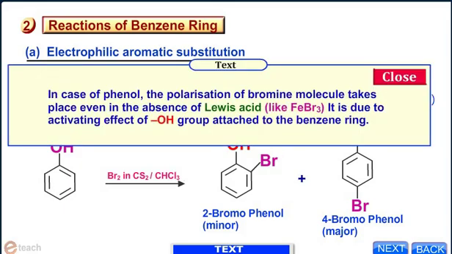In case of phenol, the polarization of bromine molecule takes place even in the absence of Lewis acid, like FeBr3. It is due to activating effect of OH group attached to the benzene ring.